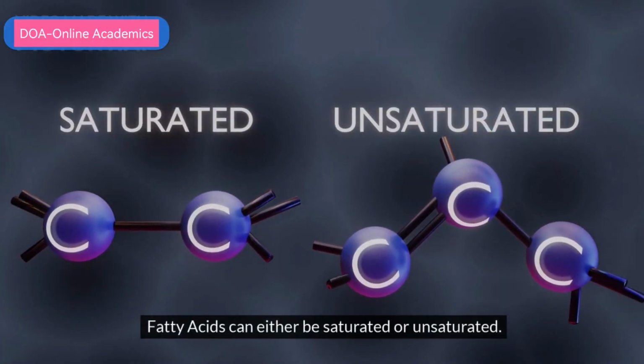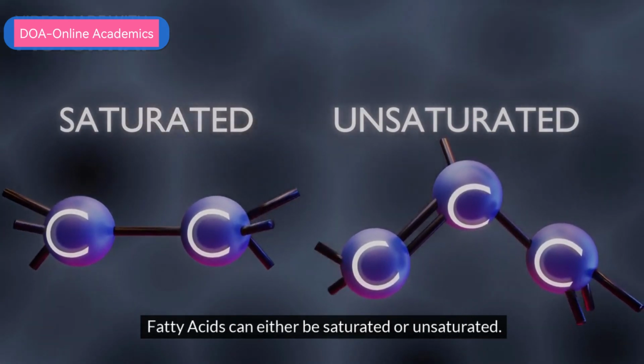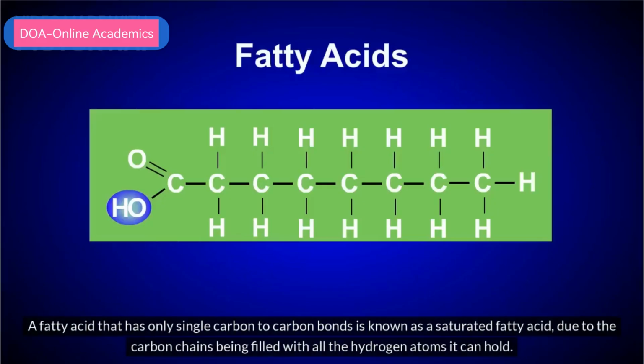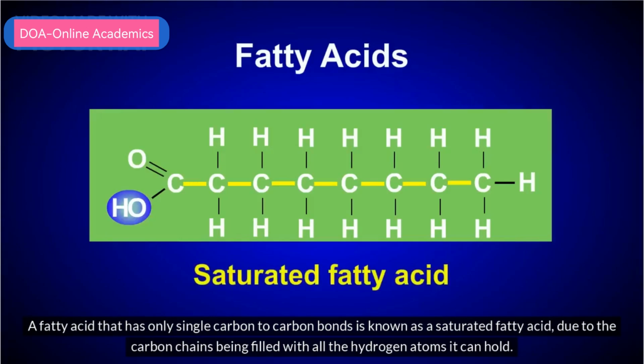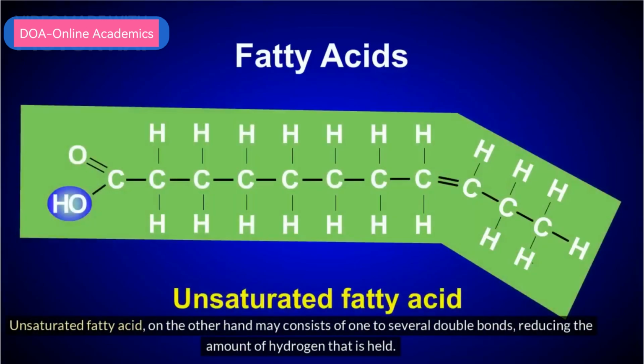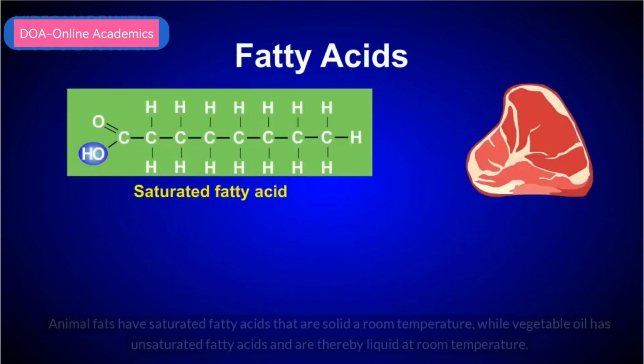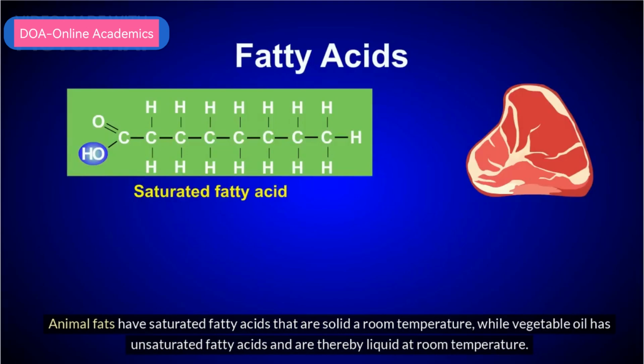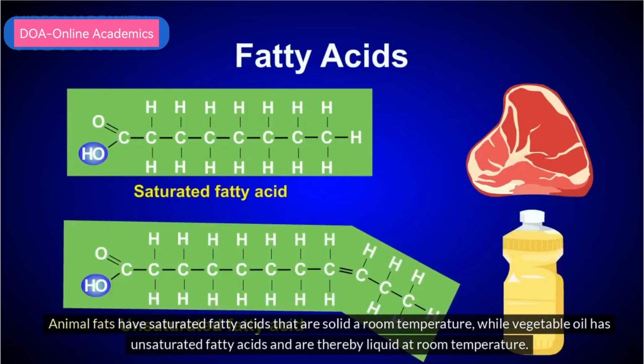Fatty acids can either be saturated or unsaturated. A fatty acid that has only single carbon-to-carbon bonds is known as a saturated fatty acid, due to the carbon chains being filled with all the hydrogen atoms they can hold. An unsaturated fatty acid, on the other hand, may consist of one to several double bonds, reducing the amount of hydrogen that is held. Animal fats have saturated fatty acids that are solid at room temperature, while vegetable oil has unsaturated fatty acids and is thereby liquid at room temperature.